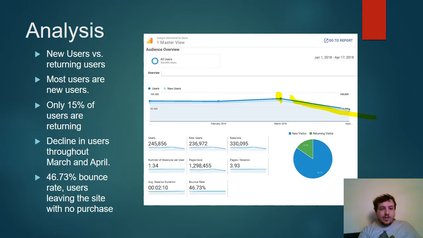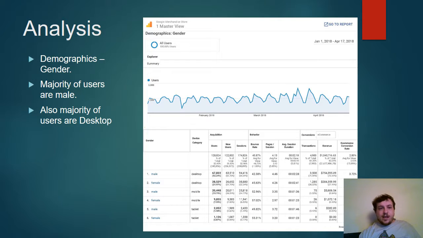And another thing about that is there is a 46.73% bounce rate, which is almost half of the users on the site. Now we're going to be looking at the age of our users. The majority of our users are male, almost twice as much. And then another thing I do see is what platform they're using.